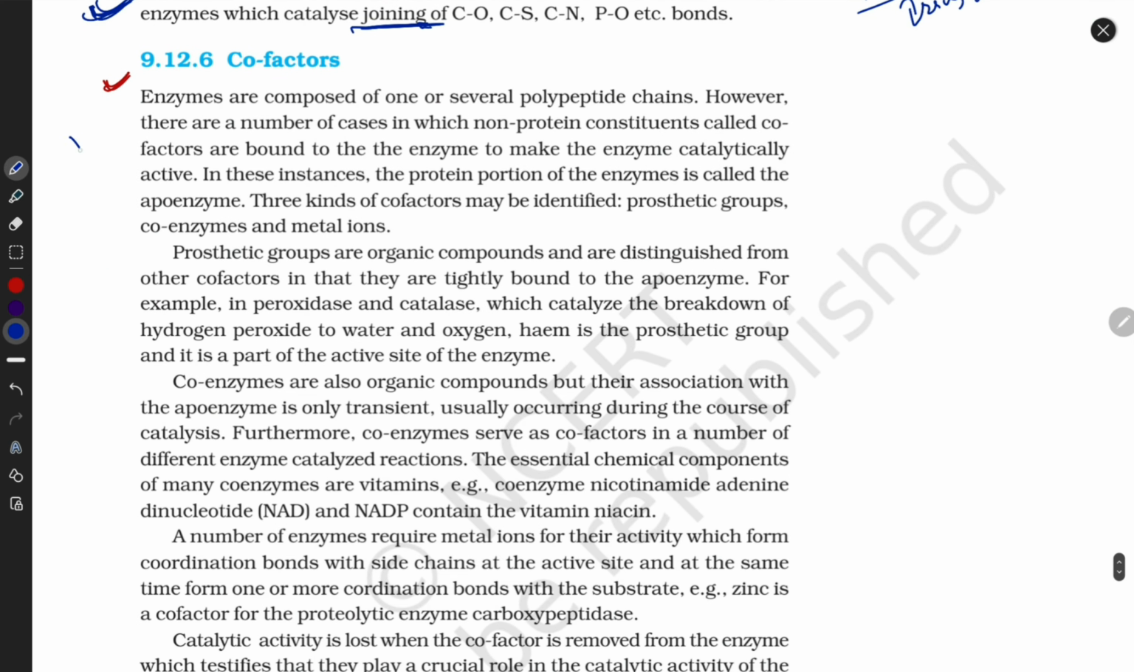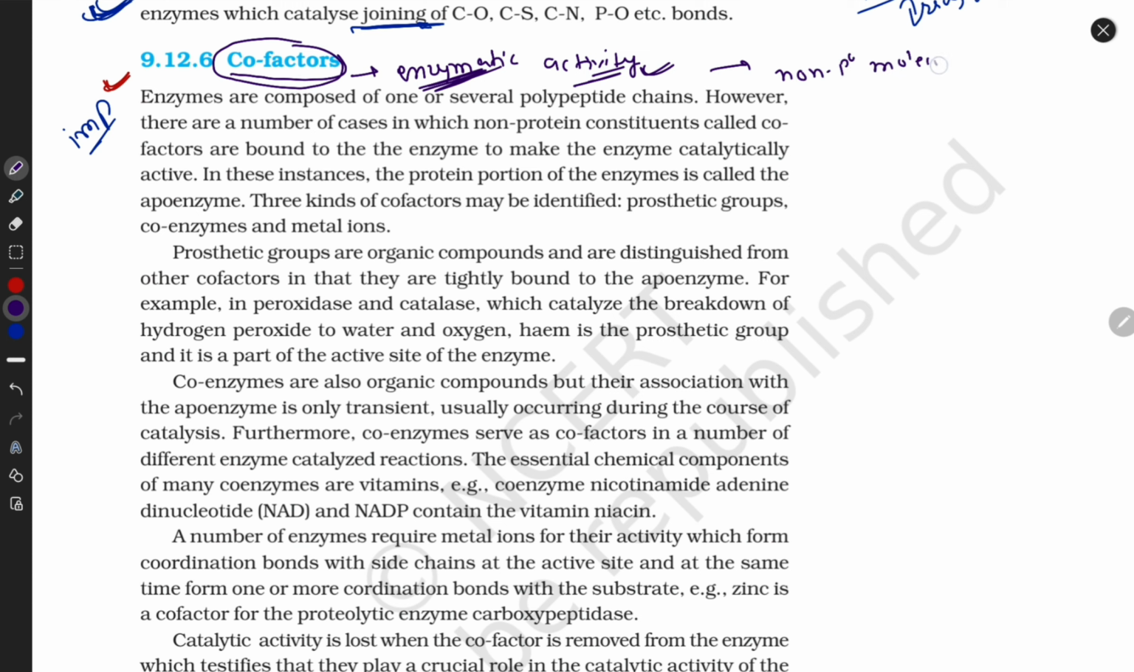Now let's move on. Very important, guys. Question-forming area. What is a cofactor? A cofactor is very necessary for enzymatic activity. Without a cofactor, enzymatic activities do not go well. They need a cofactor. And what is a cofactor? They are non-protein molecules, guys. A cofactor is further divided into two parts.